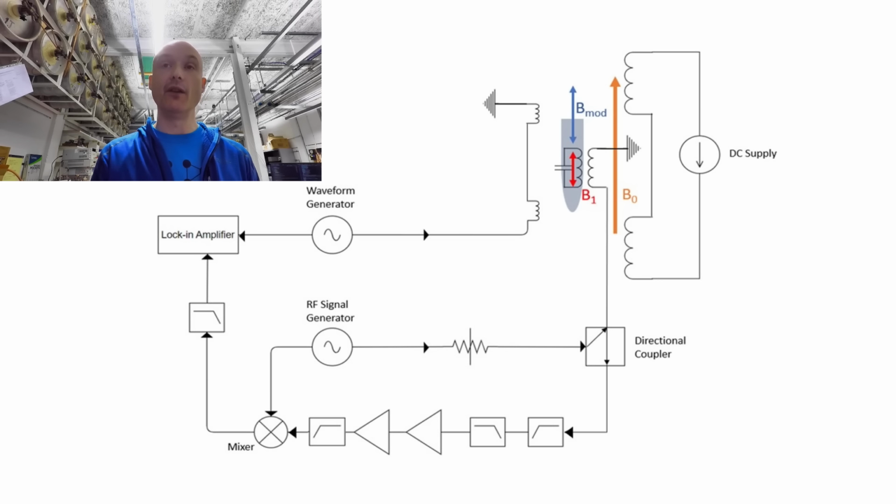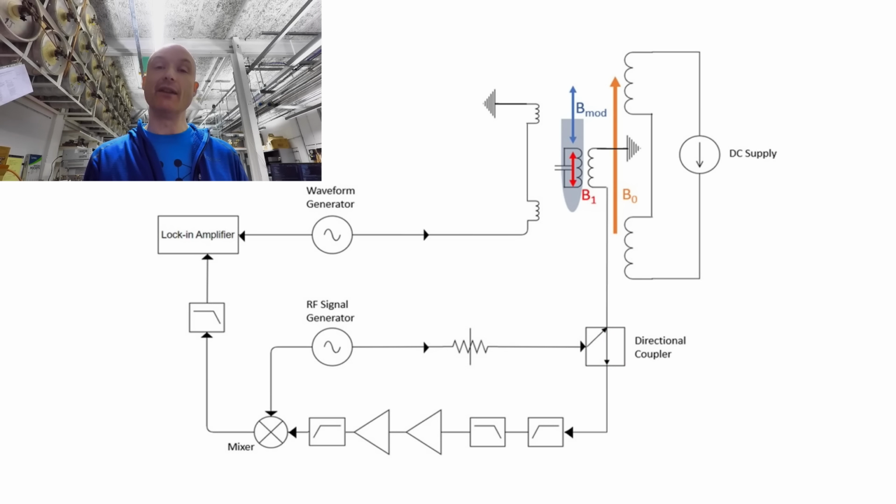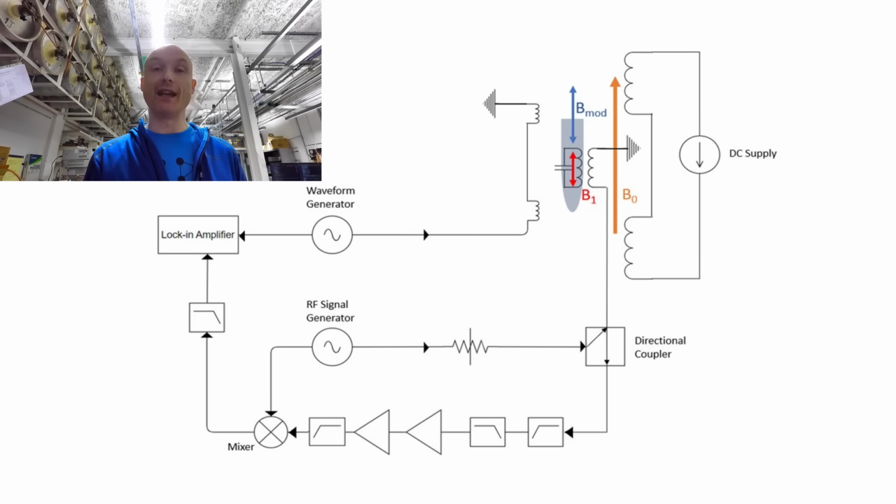And that means that rather than transferring all of the power from the coupling loop to the resonator, some of it is reflected down this circuit, down through our amplifier chain into the mixer. And that's how we get the DC signal, which we interpret as the signal using the lock-in amplifier. And that's proportional to the absorption of the signal by the electrons in our sample.